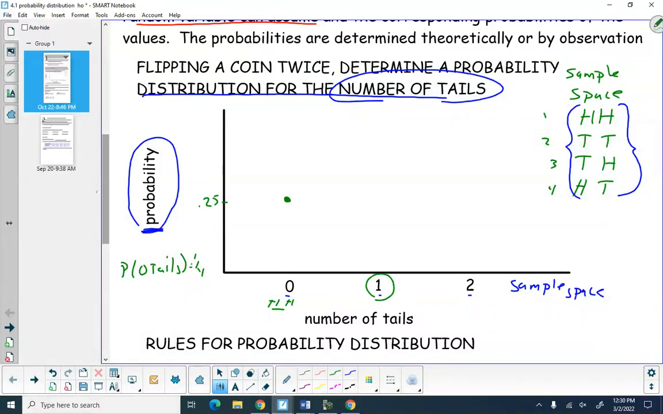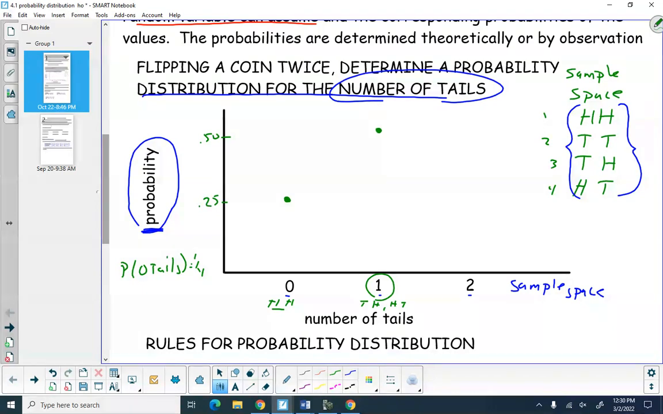If I look at my scenarios over here, how many of the 4 have 1 tail? Well, 2 of the 4 have 1 tail. We have tail, head, and then we have a head, tail. So 2 of my scenarios have 1 tail out of the 4. So 2 out of 4 would be 50% or 0.50. So I can make an ordered pair. If I have 1 tail, I've got a probability that's 0.50.